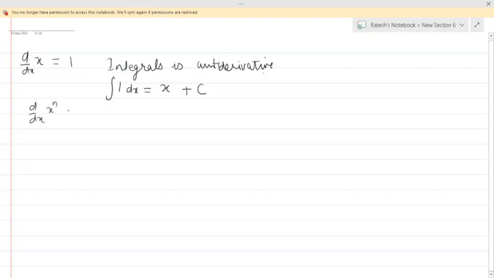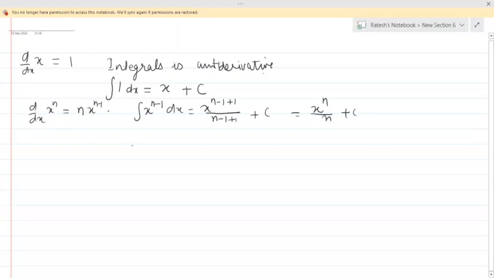And next, if you have d/dx of x raised to power n, what was the derivative of that? Power comes down, and from x the power 1 will be subtracted. So similarly, what will be the antiderivative of x raised to power n minus 1 dx? It will be x raised to power n minus 1 plus 1 over whatever the power will be there, plus c. So what will we get after this? x raised to power n over n, plus c.